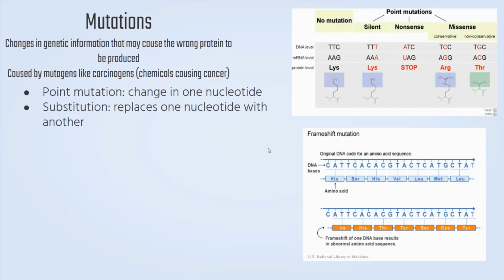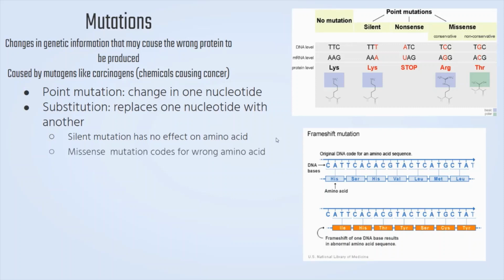Substitution is when one nucleotide will be replaced with another. There are also several types within substitution. A silent mutation will have no effect on the amino acid. This is because several codons can code for one amino acid. Missense mutations code for the wrong amino acid. Nonsense mutation will create a stop codon instead of the intended amino acid.